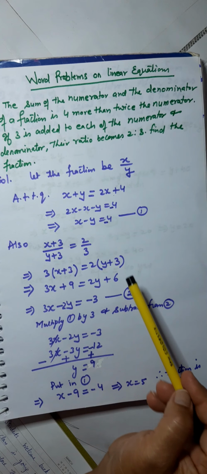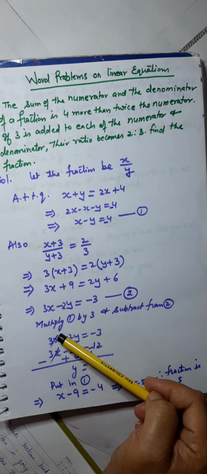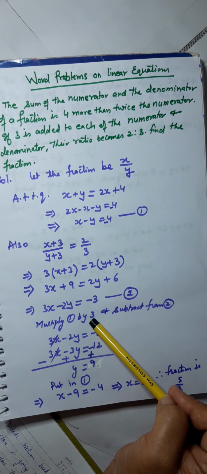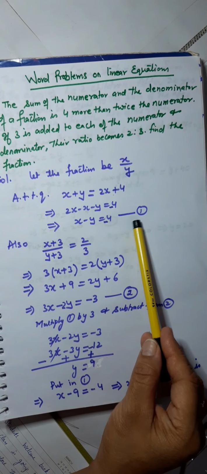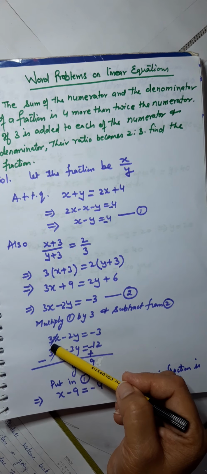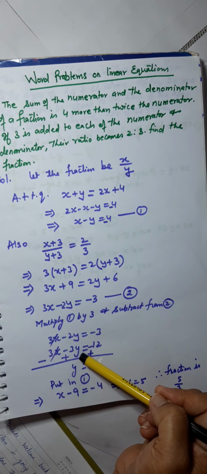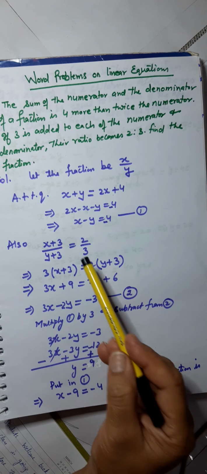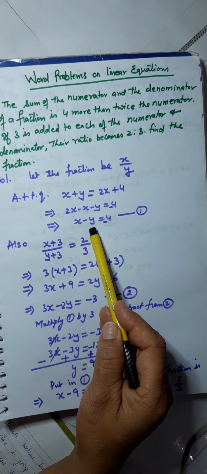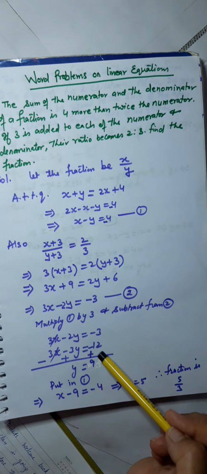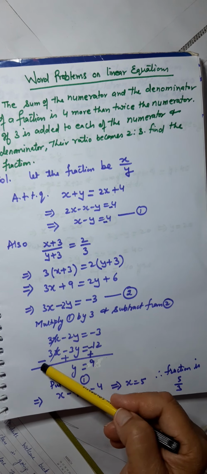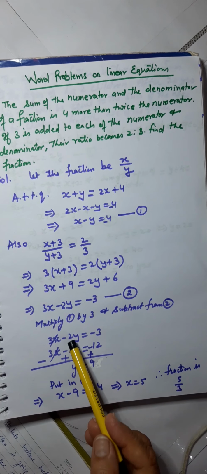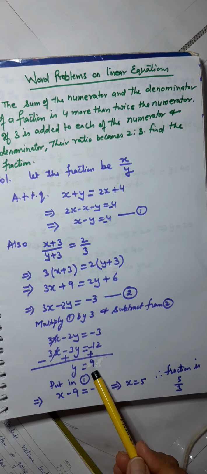Now I have two equations in two variables. Multiply number 1 by 3 and subtract it from number 2. On multiplying it by 3, I get 3x minus 3y is equal to minus 12. This is to be subtracted from number 2. So here I will change the signs and then 3x and 3x will get cancelled. This will give me y and this will give me 9. So I have got y is equal to 9.